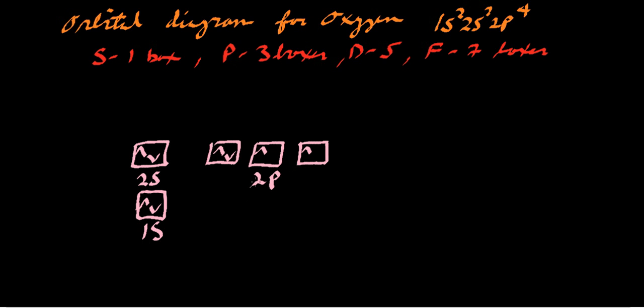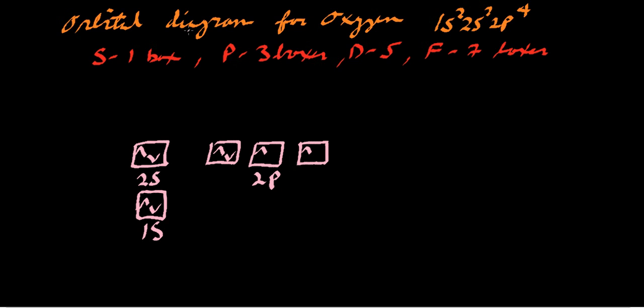Now, it's important to remember, whenever you have multiple boxes, such as in the sublevels P, D, and F, you must go one, and then go over one, over one. And once these are filled, see how 1 arrow is in each one. Once those are filled, you come back and do the down arrows. Important to remember. So this is our orbital diagram of oxygen.